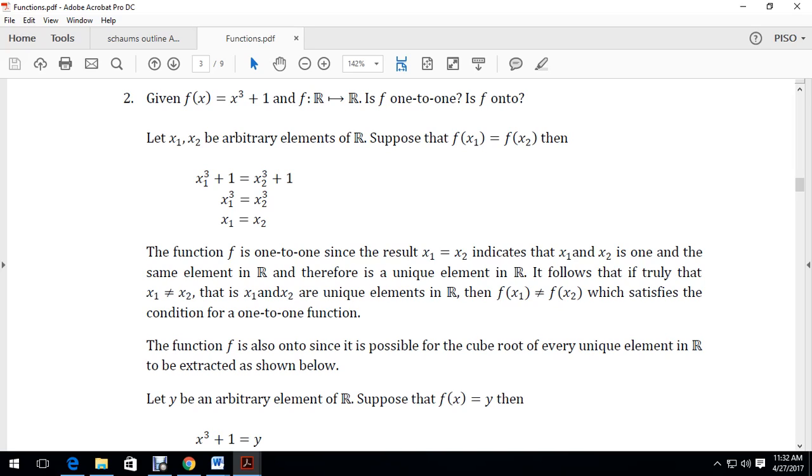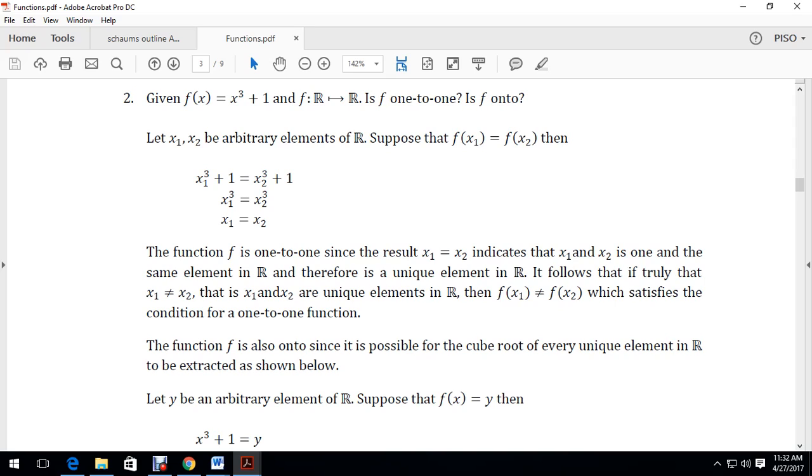Given the function f of x is equal to x cubed plus 1, and the function f is defined from R to R, meaning the set of real numbers towards the set of real numbers. Now the question again is, is f 1 to 1? Or the second question is, is f onto?